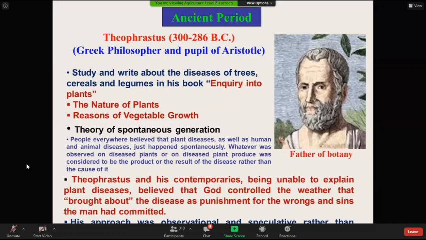That's why at the bottom of this slide you see a sentence: his approach was observational and speculative rather than experimental. Did you see at the bottom the last sentence? Yes, sir. So this is observational and speculative.